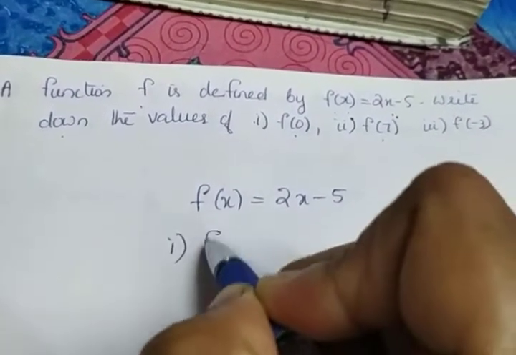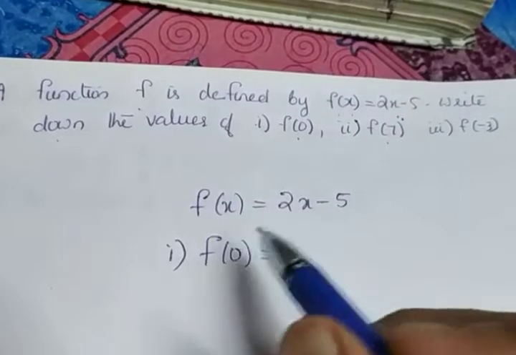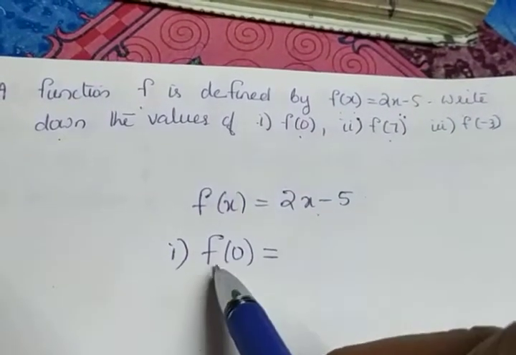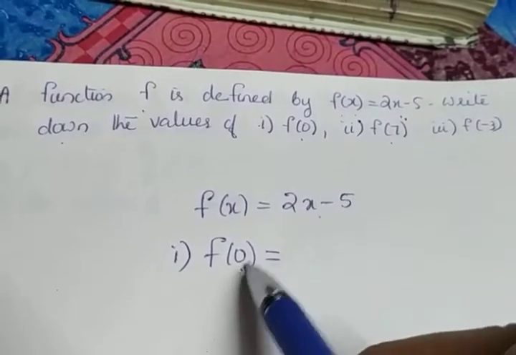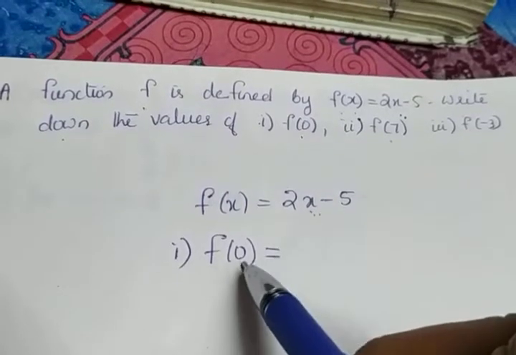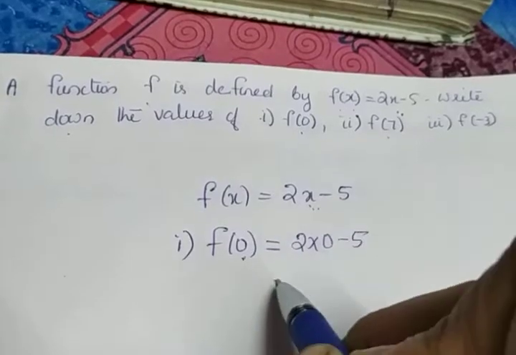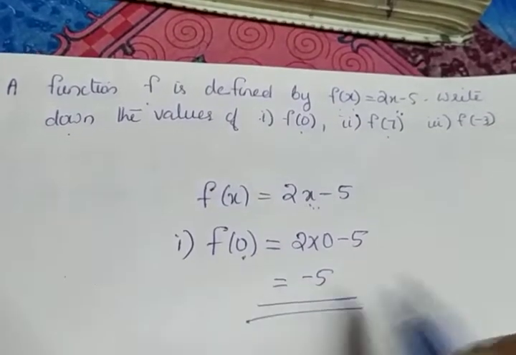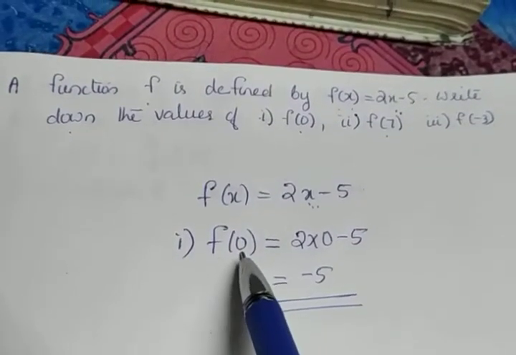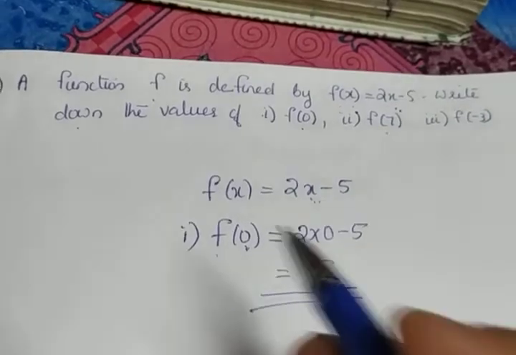First part is to find f of 0. How we can calculate f of 0? If f of x is 2x minus 5, to find f of 0, what we can do is, wherever x is there, replace the value of x by 0. So what is f of 0? 2 into 0 minus 5, which gives you the value minus 5. That means image of 0 under f is minus 5.